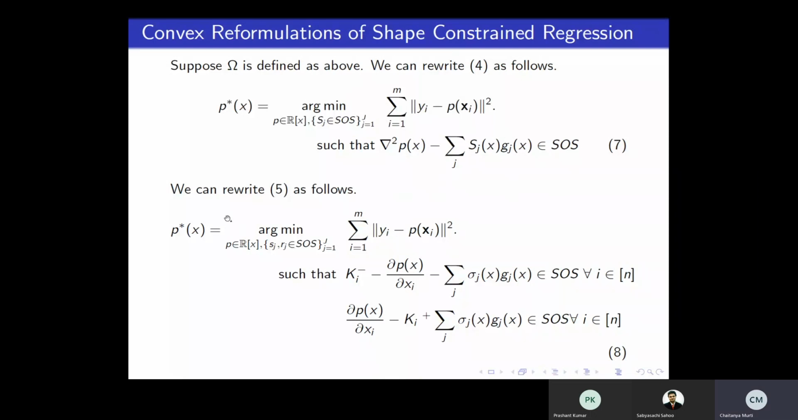Very doable. Now the same thing we can do for the bounded derivative case. You have p star equal to the argmin of the same cost. So we search over a polynomial p and sum of squares polynomials s_j and r_j, with the same cost, except now we have these constraints over here. So we want k_i minus the partial derivative of p with respect to x_i, minus the sum of sigma_ji g_j. Oh, there should be an extra subscript over here. It's a typo. That should be s_j and this should be r_j. Sorry, it's a typo: s_ji and r_ji. But yeah, this should hold for all i's.